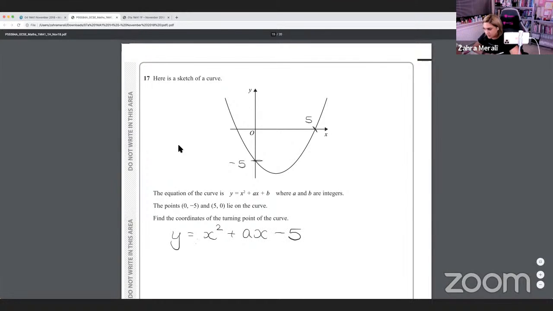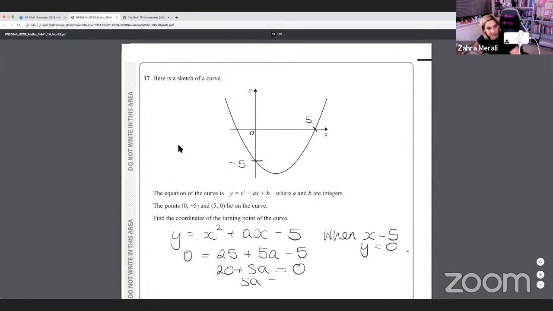And now I just stick in my other coordinate, because I know when x equals 5, y equals 0. So 0 equals 25 plus 5a minus 5. So 20 plus 5a equals 0. 5a equals minus 20. So a equals minus 4. So now, we're not quite there yet, we've just got the equation of the graph. y equals x squared minus 4x minus 5.